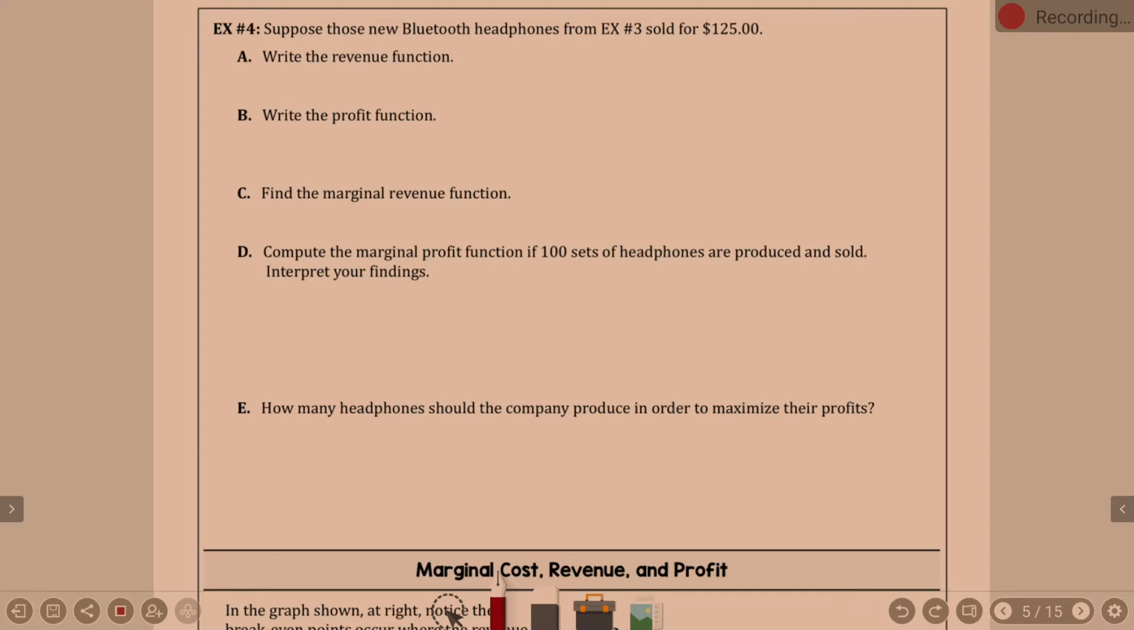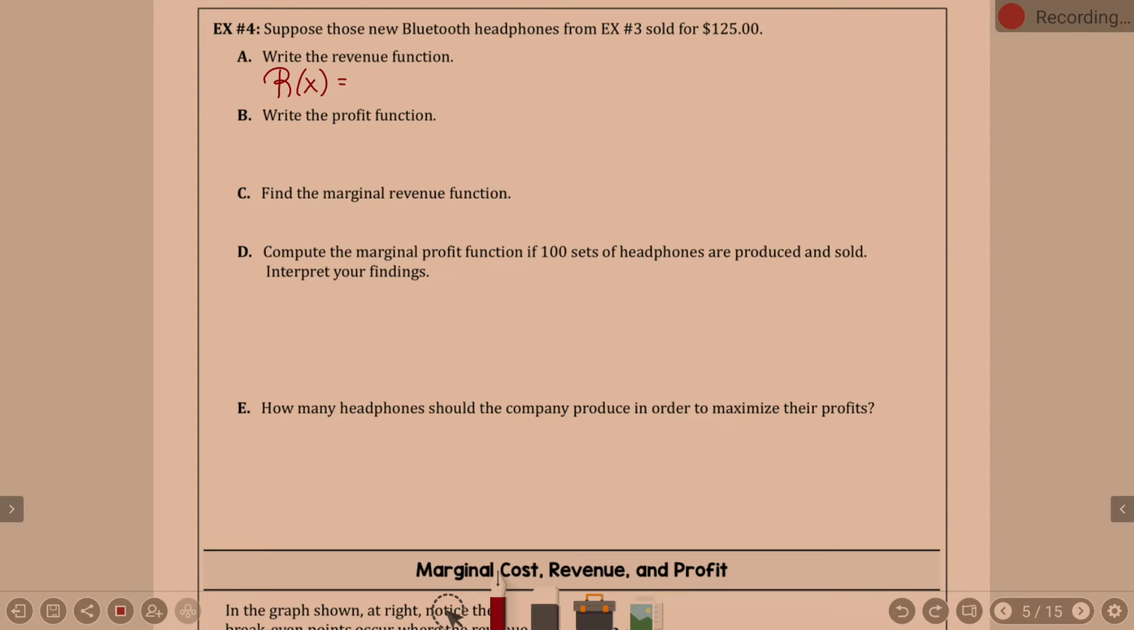Suppose those new Bluetooth headphones from example 3 sold for $125. Wow, price increase here. Write the revenue function. Let's use the prescriptions. R of X equals total revenue received from sales of X. R of X is total revenue received for the sale of the X units.